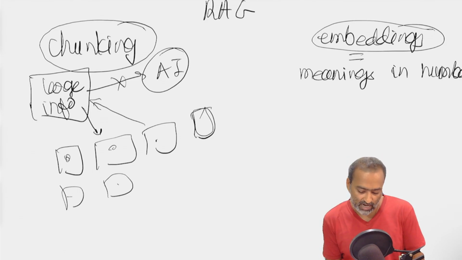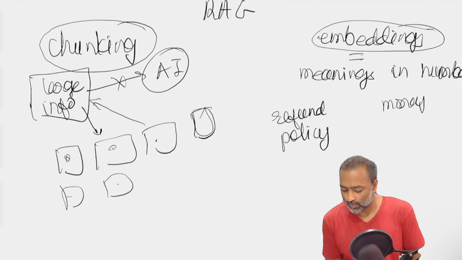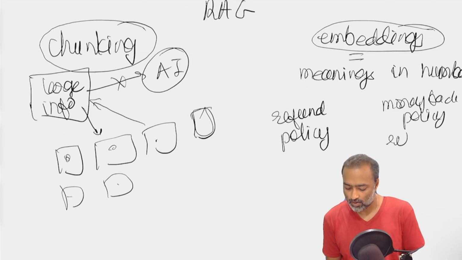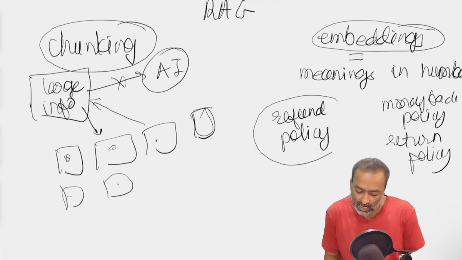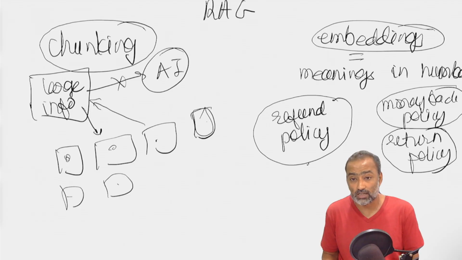So let's say the user asks about refund policy, and we have similar information, let's say money back policy, or let's say return policy. When the user asks the question, we will convert that into embeddings, search in the vector store, and most probably we will find these two relevant chunks. And when we find this, we will give it to the AI to generate the final answer.